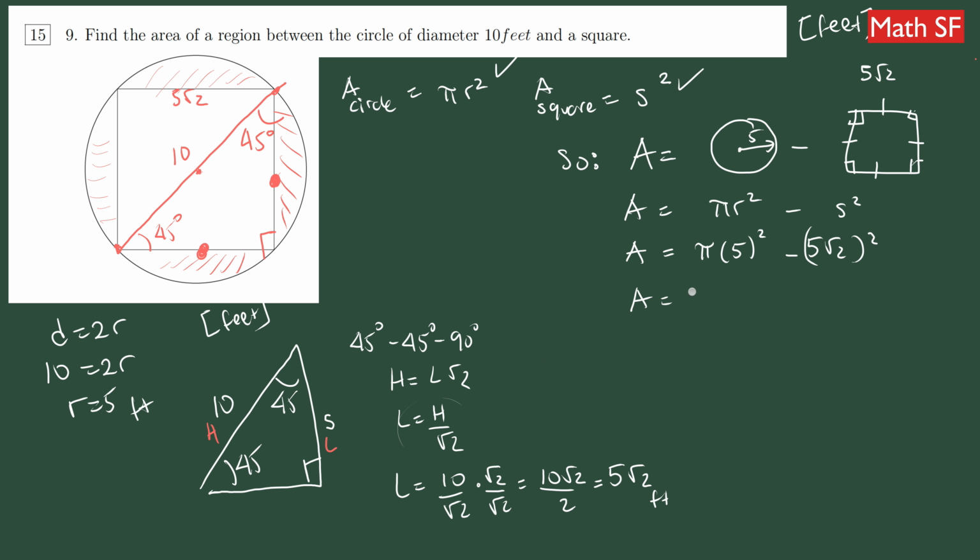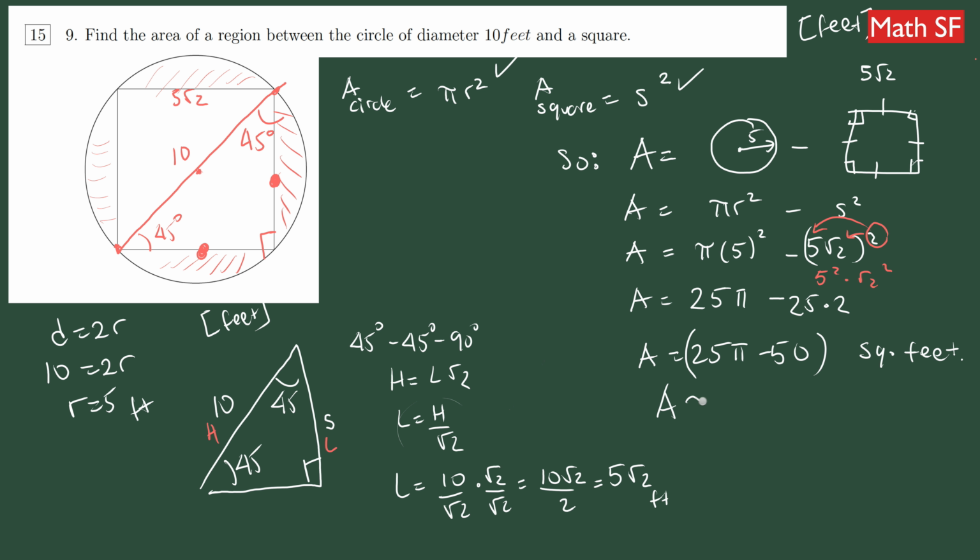Area is equal to 25 pi minus this one here. We have to distribute the square to each of them, so we have 5 squared times root 2 squared, which is just 25 times 2. So area is equal to 25 pi minus 50. All of these should be in square feet. So this is the area, the exact answer.